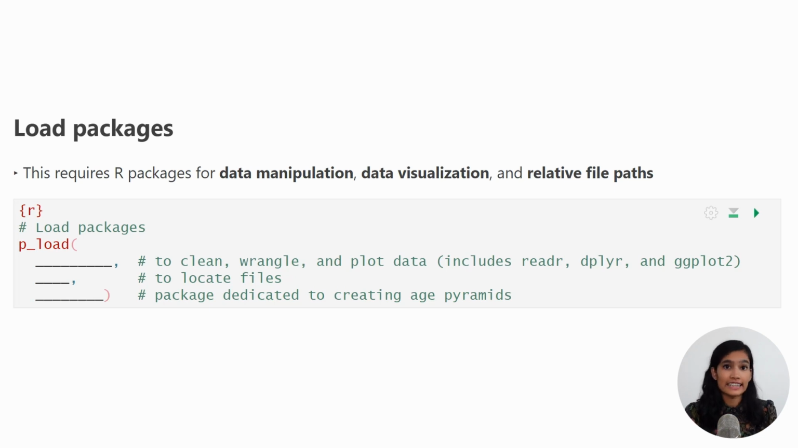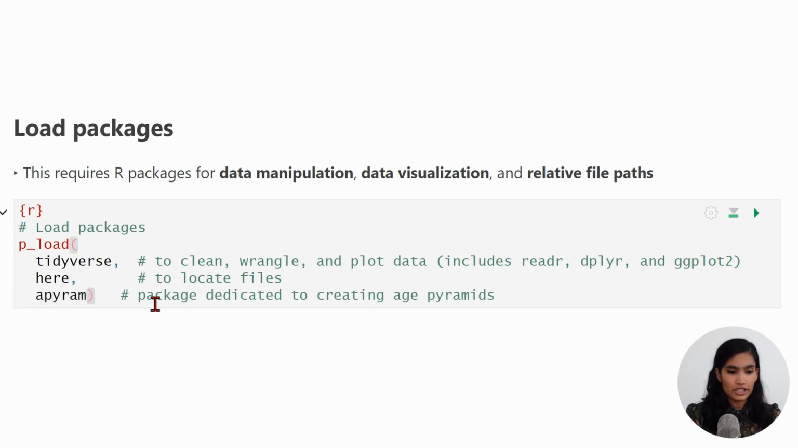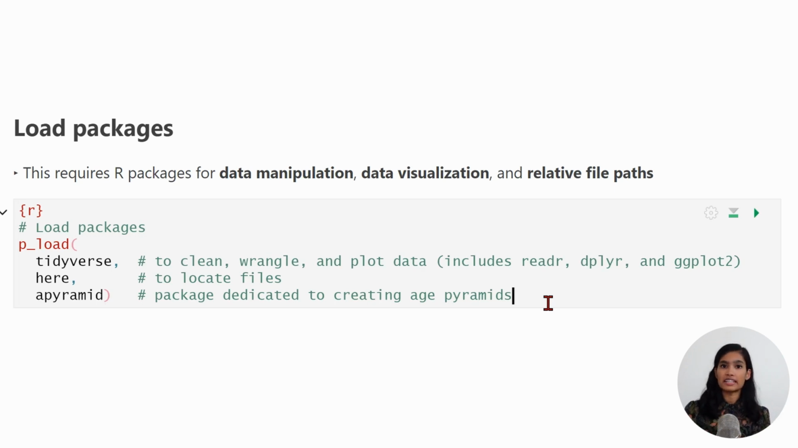As usual, we need the tidyverse package for data manipulation and plotting. This package includes dplyr, ggplot2, and readr, which we'll use for reading data, plotting, data wrangling, and data preparation. We need the here package for project-relative file paths, which will help us easily locate files, and the apyramid package, which is a package dedicated to plotting demographic pyramids. Now let's run this code chunk to load and install the packages in R.